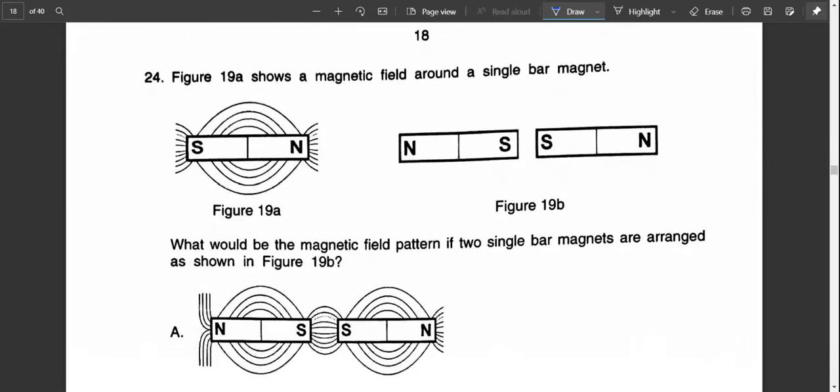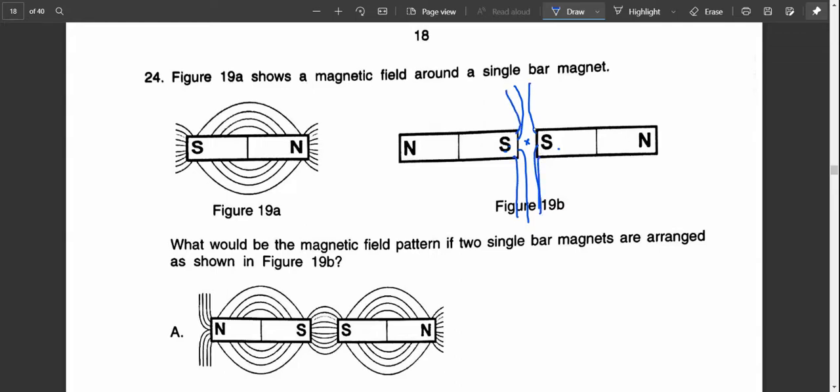Question number 24. Figure 19a shows a magnetic field around a single bar magnet. So this is the magnetic field. It's actually simple to draw. And then what would be the magnetic field pattern if two single bar magnets are arranged as shown in figure 19b? You can see that S and S are similar, so this is what we call like poles, and they should repel. So when we draw a repel, it's always advisable to draw an X at the center, and then after that you show that there is a repel like that.